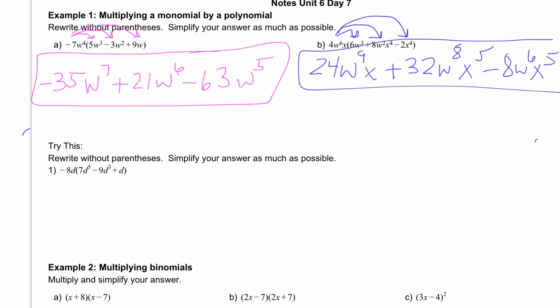If you did the try this correctly, you should have gotten negative 56 d to the sixth plus 72 d to the fourth minus 8 d to the second.